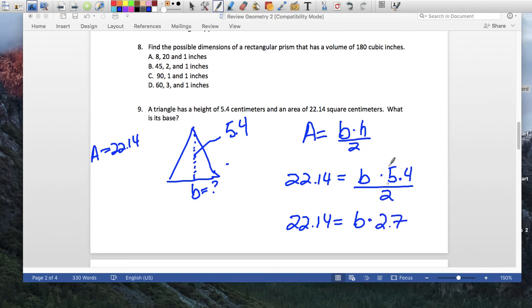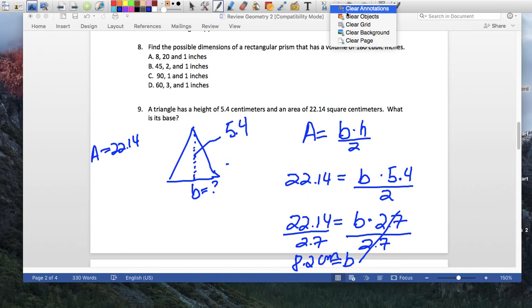Now it becomes a little simpler, right? So I'm looking for a number that multiplied by 2.7 will give us 22.14. What can we do here? Remember your equations. We can divide this by 2.7, right? These two become 1. And our base is going to be 22.14 divided by 2.7, which is going to give us 8.2. 8.2 centimeters in this case. So our base is 8.2 centimeters.